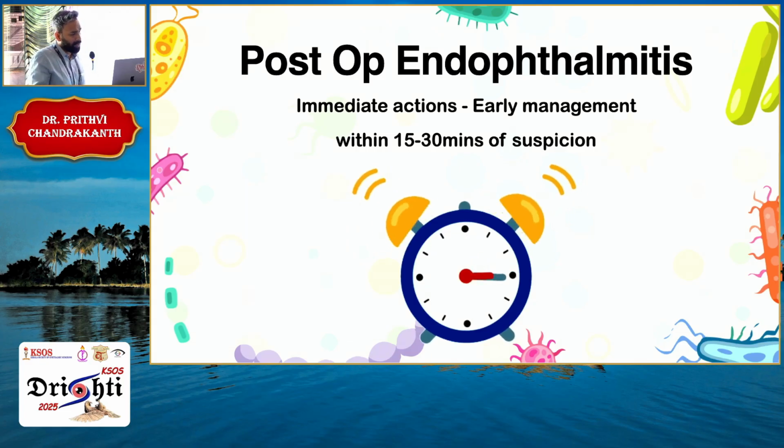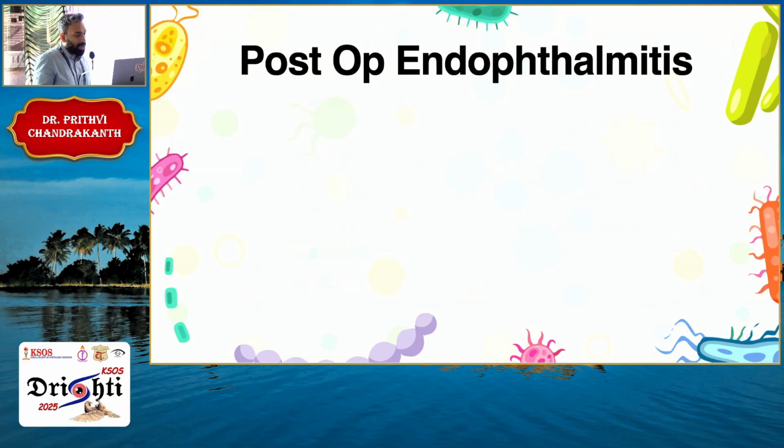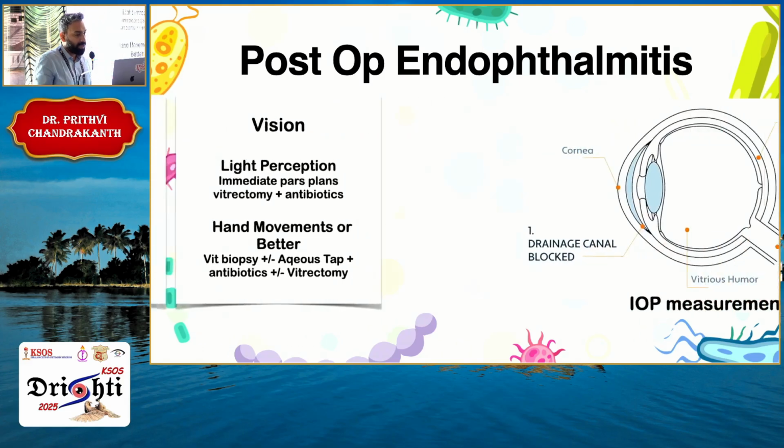Post-op endophthalmitis, immediate action needs to be taken. Early management starts within 15 to 30 minutes of suspicion. The earlier you diagnose, the earlier we can treat and salvage the eye. The first thing is vision: light perception and hand movements. This itself is the actual guide for our treatment also. If it is light perception, immediate pars plana vitrectomy and antibiotics need to be administered. If it's hand movements or better, we can wait, or some people actually go in with the vitrectomy itself.